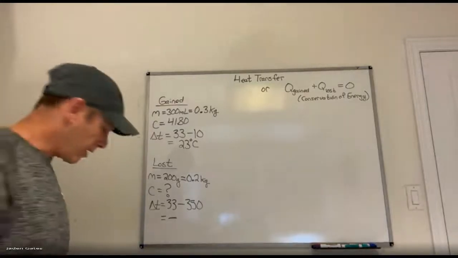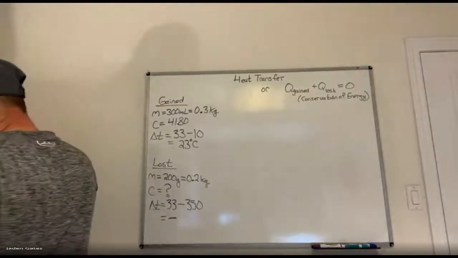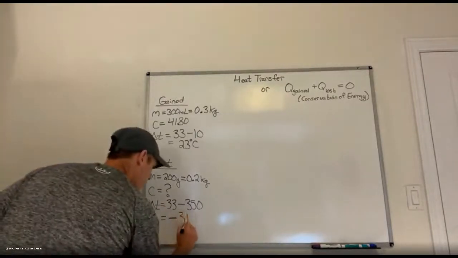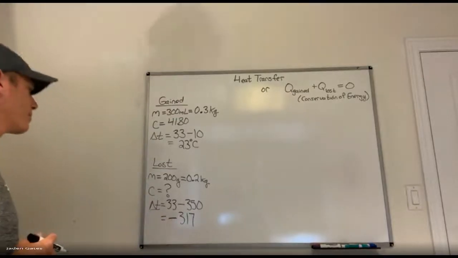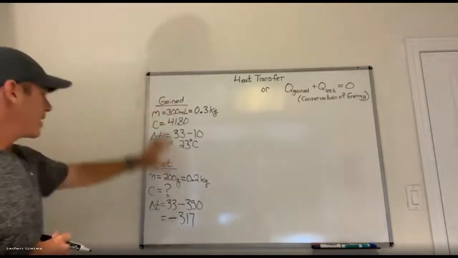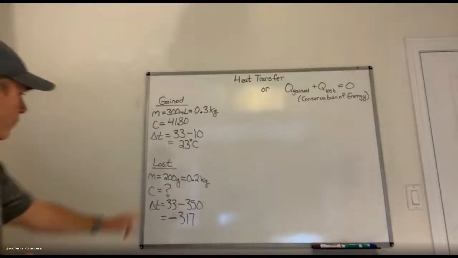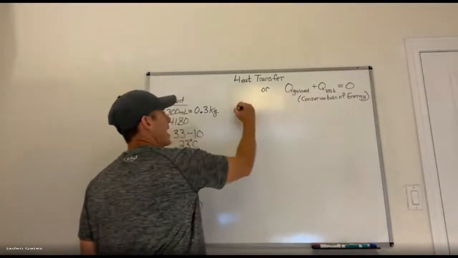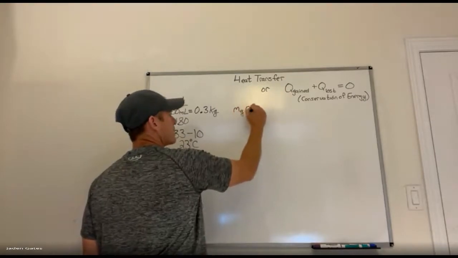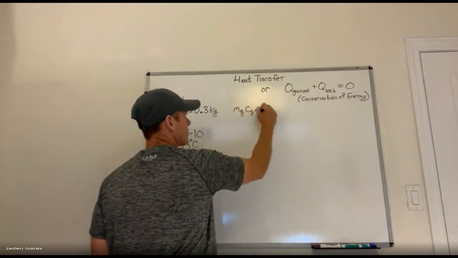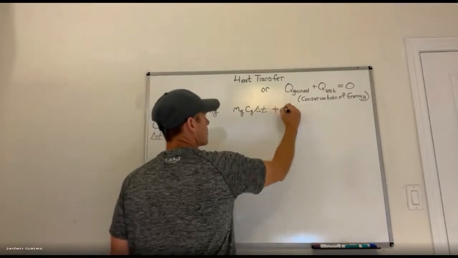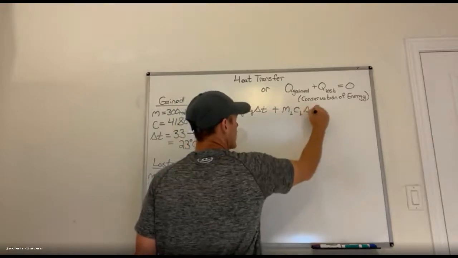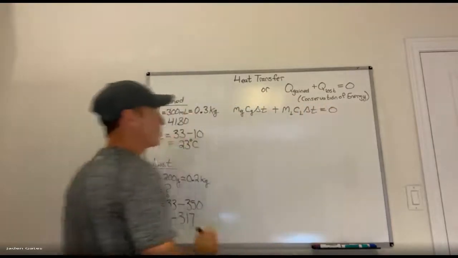And let's see here. I'm going to have to use a calculator on that one. 33 minus 350 is minus 317 degrees. All right, so now I've got my information down. I've only got one unknown here. So again, I'm going to use my formula where I have mass gained times the C of the thing that gained times delta T, plus same idea here with mL, cL, where the L's stand for they're losing heat, is equal to 0.